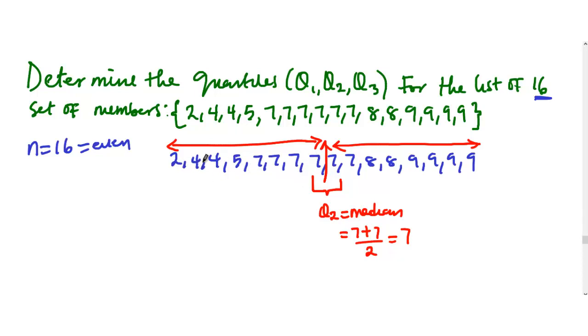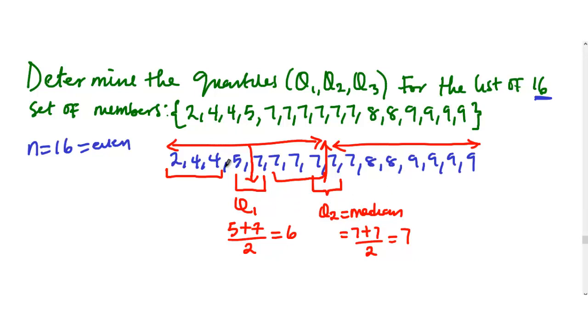How many numbers do we have here? 1, 2, 3, 4, 5, 6, 7, 8. So for 8, we need to divide it into 2: 1, 2, 3, 4. So this is another cutoff point, right? For the median of this set of numbers, you take 3 to the left, you take another 3 to this side. So the median is the arithmetic mean of 5 and 7, which will give you your Q1. So your Q1, which is your first quartile, will be 5 plus 7 divided by 2. And 5 plus 7 is 12, 12 divided by 2 is 6.